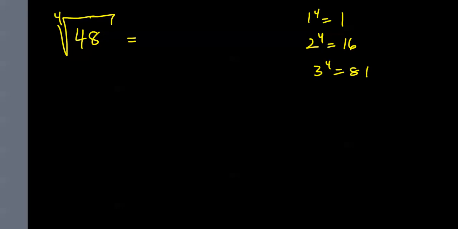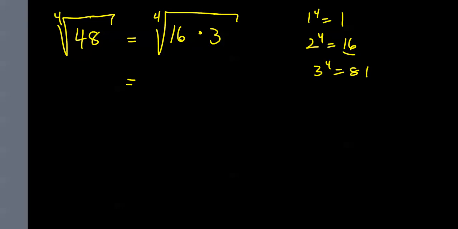Well, 48 is not a perfect fourth power, but I think it contains a factor of 16, does it not? So I can rewrite 48 as 16 times 3. I believe that's correct, right? 3 times 16 is 48. Yes, all right. So I can then distribute. Did you spot that mistake? That should be a fourth root, 4 in that index.